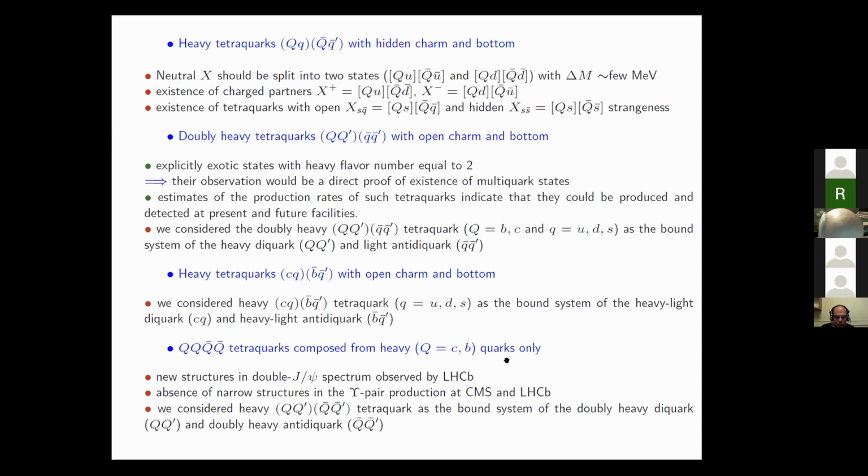Here it's interesting to consider such tetraquarks since new structures were observed in the double J/psi spectrum by LHCb, and it's also necessary to interpret the absence of a narrow structure in Upsilon pair production, which was reported by the CMS and LHCb collaborations. And we will consider such tetraquarks as a bound system of a doubly heavy diquark and a doubly heavy antidiquark.